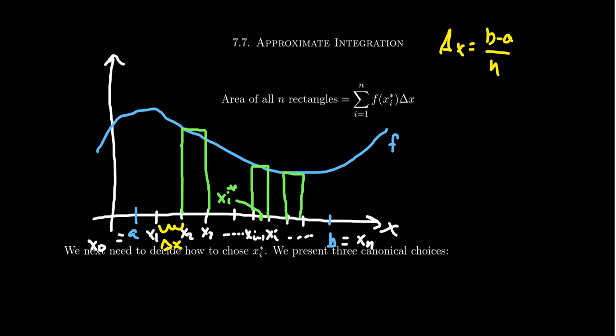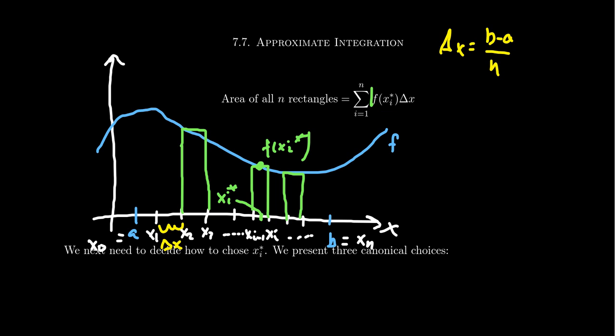It's some delegate we choose to represent the height of the rectangle, because the height of the rectangle will be f of xi star. We take our delegate, plug it into the function, and that determines how tall the rectangle will be. Now the area of a rectangle is length times width. Its length would be f of xi star, its width would be delta x, and the product of these two gives us the area of a rectangle.